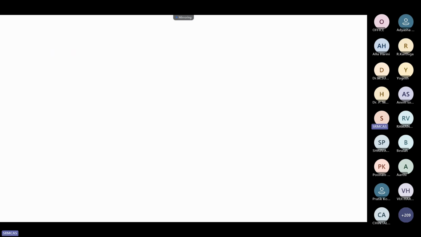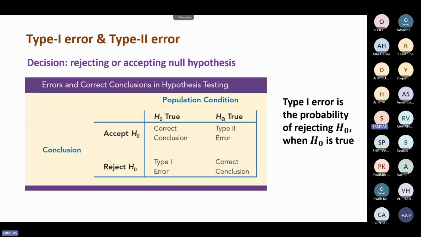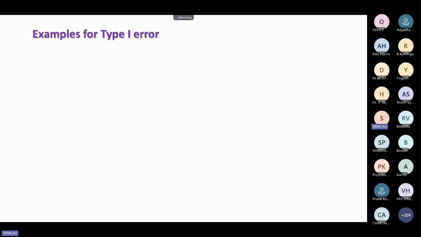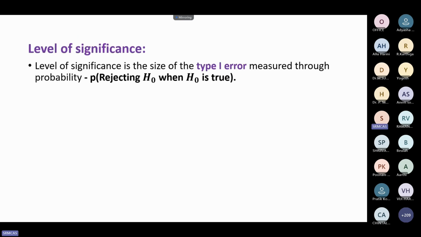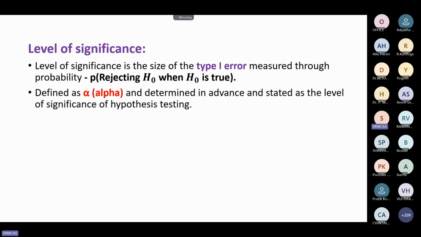The probability of committing a type 1 error is called the level of significance in statistics. So what is it actually? The level of significance is the size of the type 1 error, measured through the probability of rejecting the null hypothesis when it is true. It is always indicated as alpha, determined in advance and stated as the level of significance of the hypothesis. That means the level of significance is stated before the research starts, before the analysis starts.